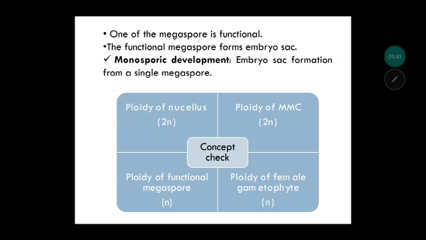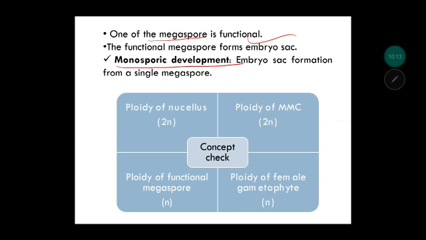Now out of these 4, only one megaspore is functional, and the functional megaspore is going to form the embryo sac. So see, a single megaspore is forming the embryo sac. Such type of development, where the embryo sac is formed from a single megaspore, is called monosporic development. Is it clear to you?